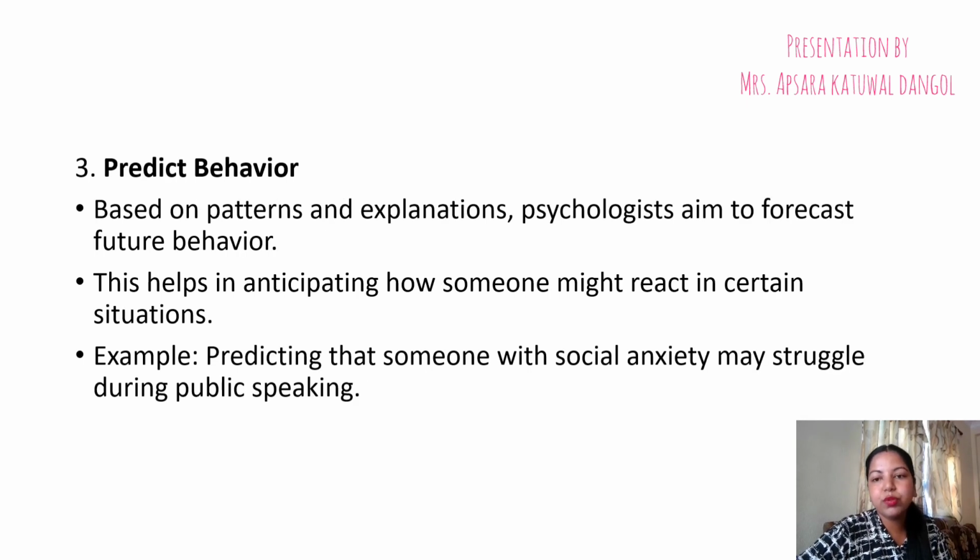Now, third one is to predict the behavior. Based on patterns and explanations, psychologists aim to forecast future behavior. Now, he has already described the behavior, he has already explained the behavior. Now, he is going to predict the behavior. So, based on patterns and explanations, psychologists aim to forecast future behavior. This helps in anticipating how someone might react in certain situations.